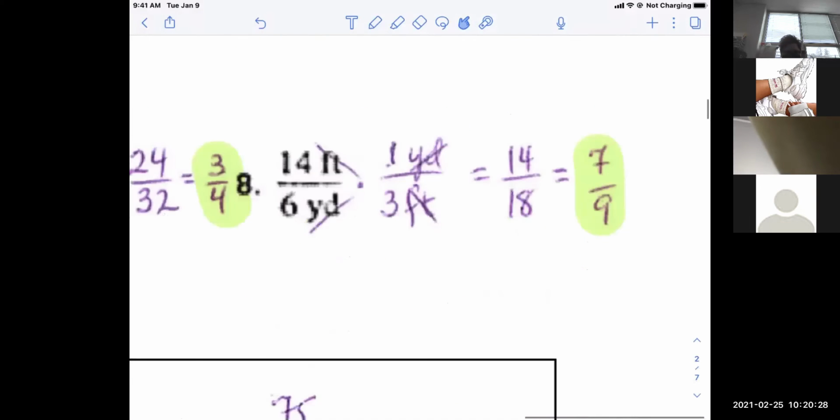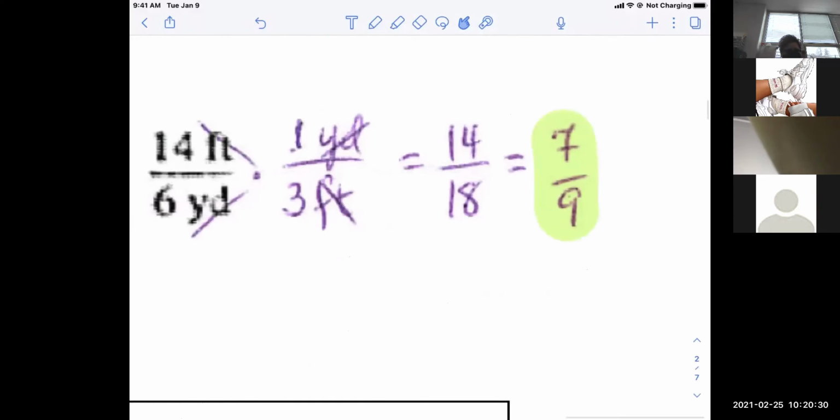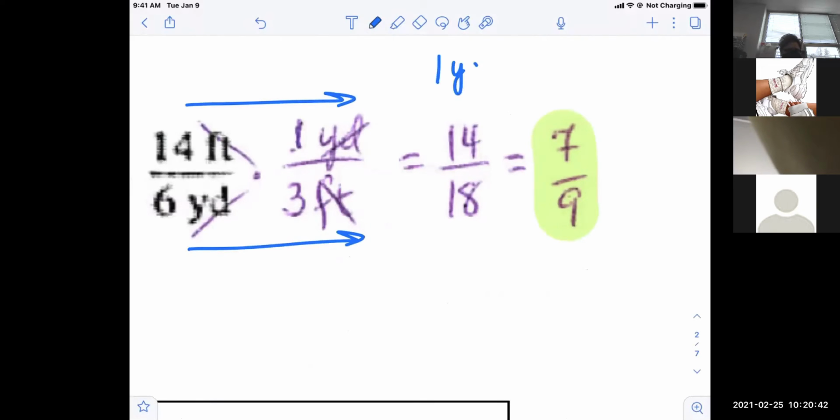This number 8. Okay. So a yard is 3 feet. So when you multiply it straight across, it's going to be 14 over 18 and then divide out a 2. Again, we're using 1 yard equals 3 feet. So when you do the multiplication, you're putting yards on top so that yards will cancel. You're putting feet on the bottom so feet will cancel. Just multiply straight across and simplify the fraction.